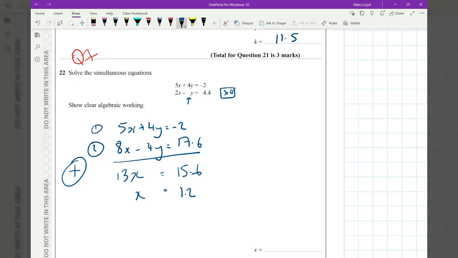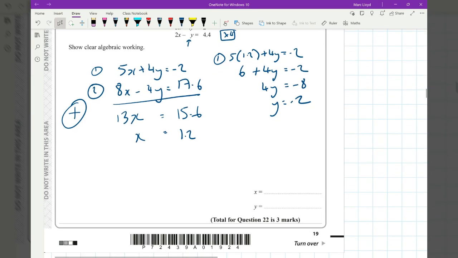Okay. We now feed this into the next one. I'm going to go into equation 1. So 5 lots of 1.2 plus 4y will equal -2. 5 times 1.2 is 6, plus 4y is equal to -2. 4y is equal to -8. y is equal to -2. And we've got our answers. 1.2, -2.